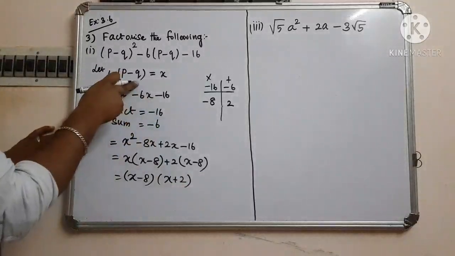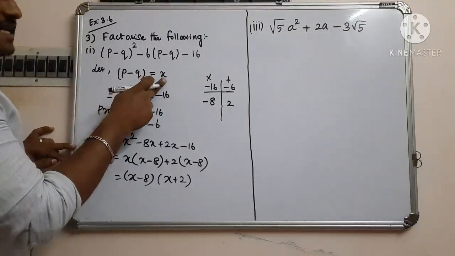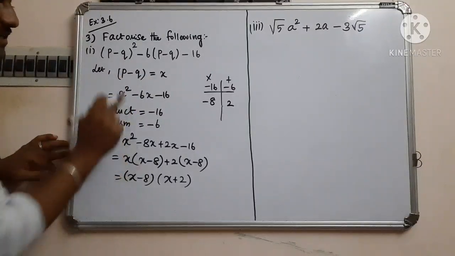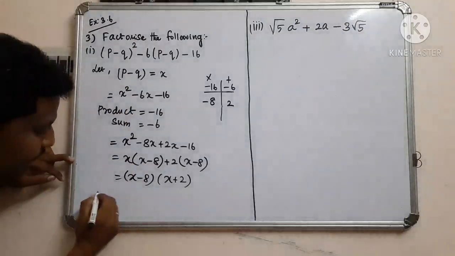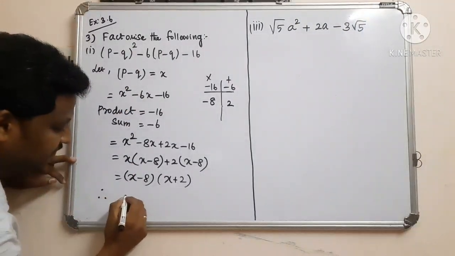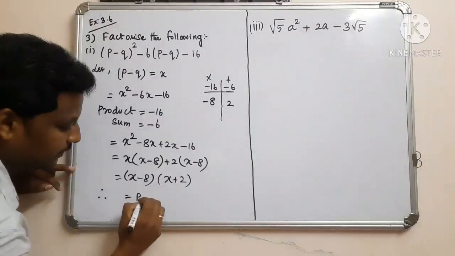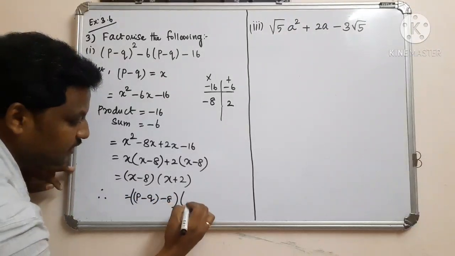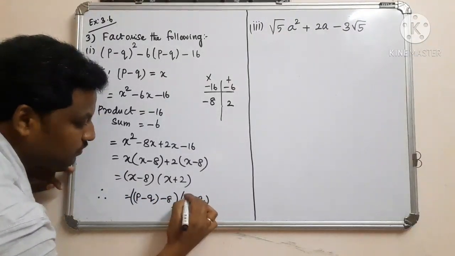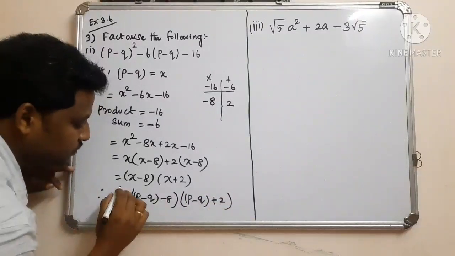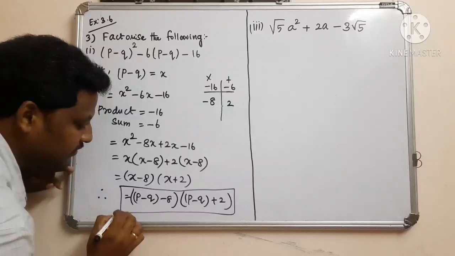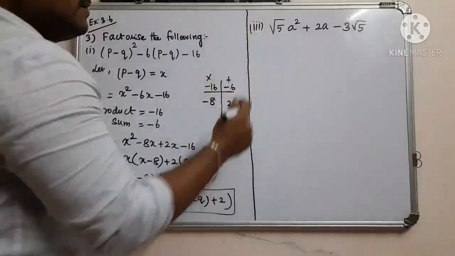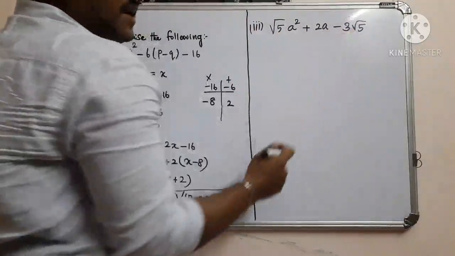So now you have to look at the previous one. What is that? X which is equal to p minus q. You have to substitute, instead of x you have to write p minus q. So therefore it is equal to p minus q minus 8 into p minus q plus 2. So these are the factors of this given polynomial. Clear? Third one, root 5 a square plus 2a minus 3 root 5.